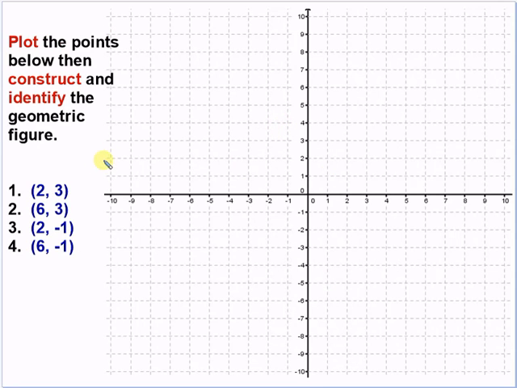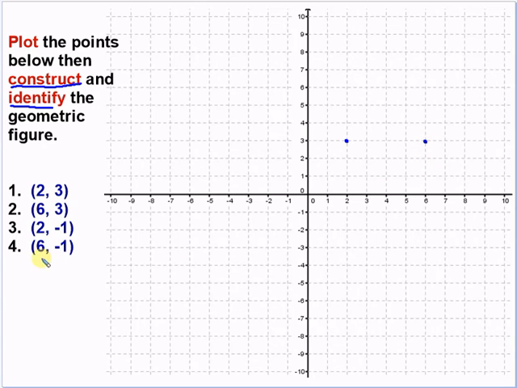So let's try this. Let's plot the points below and then construct and identify. It wants us to tell what the shape is. We're going to construct and identify the geometric figure. All right, so let's find the points. 2, 3: traveling along the x-axis to 2 and then up the y-axis to 3. For number 2, we're going to travel to 6, 3. So travel along the x-axis to 6, up to 3.